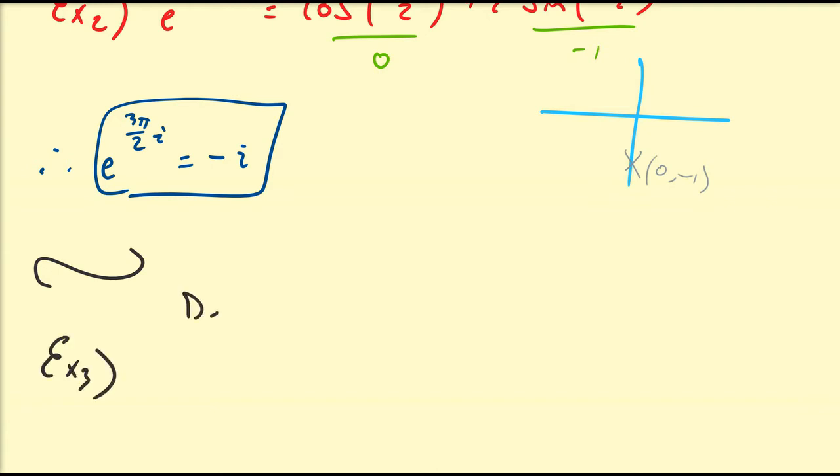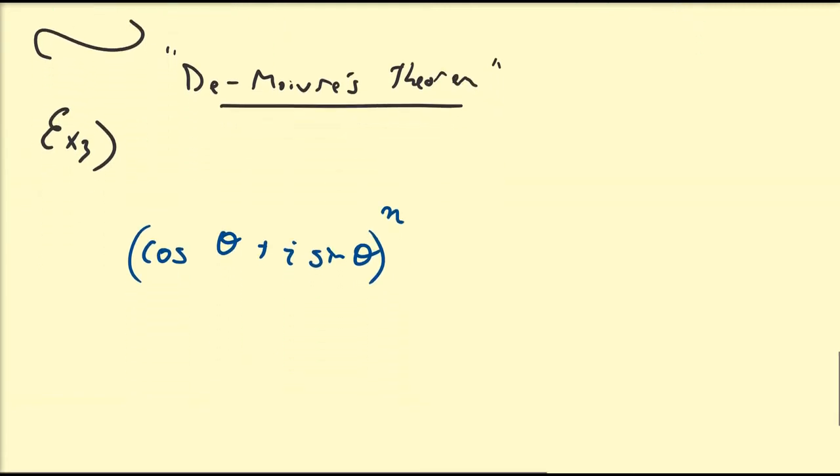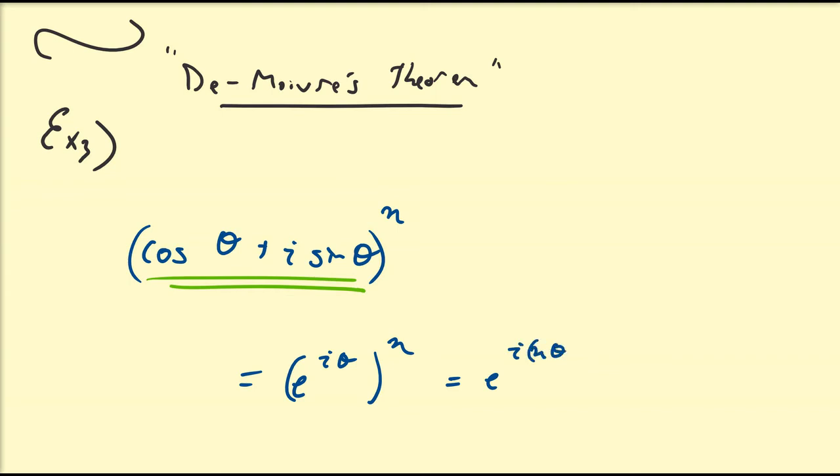And this formula is sometimes referred to as de Moivre's theorem. So we're going to consider the expression cosine of theta plus i sine of theta, all raised to the power n. So we already know that this expression here is the same thing as e to the i theta. So we can rewrite this as e to the i theta, all raised to the power n. So power to a power we can multiply. So this is going to be the same as e to the i n theta.